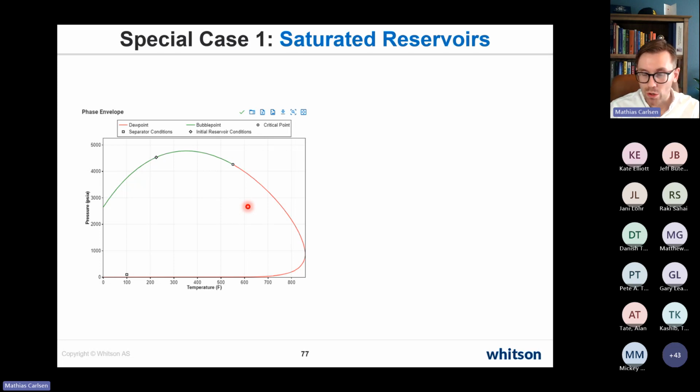Special case number 1 is what we call a saturated reservoir. What that means is that the initial reservoir pressure and temperature is at the bubble point, or the dew point if we were over here. From day 1, your bottom hole pressure is below the initial reservoir pressure, so you're inside of what we call the two-phase envelope. Your initial pressure is either equal to or lower than the saturation pressure. And that makes it really complicated because now you have 3 flowing phases in the reservoir from day 1.